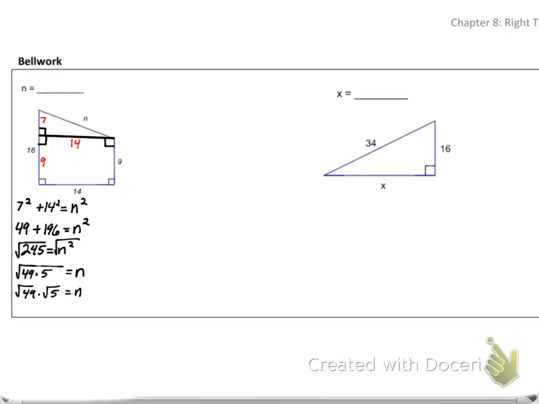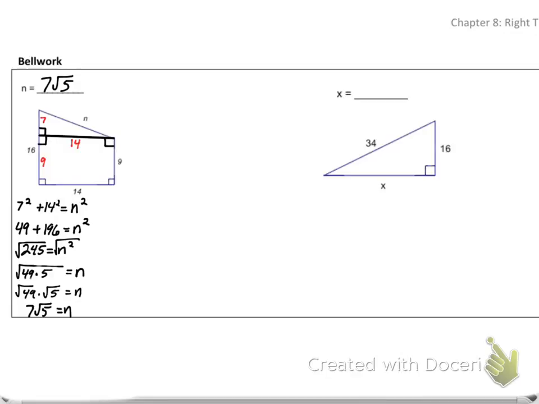I was, but we can't take the square root of 245. It's not a nice even number. If you plug that in a calculator, you can come up with some decimal. But we can simplify it like we did in that first lesson, where I break it apart into 49 times 5, which is square root of 49 times the square root of 5. Because the square root of 49 is just 7, because 7 times 7 equals 49. It's one of our perfect squares. So that's going to be 7 times the square root of 5 equals n. So n is going to equal 7 square root of 5. So we're just simplifying that. All right, does that make sense now?